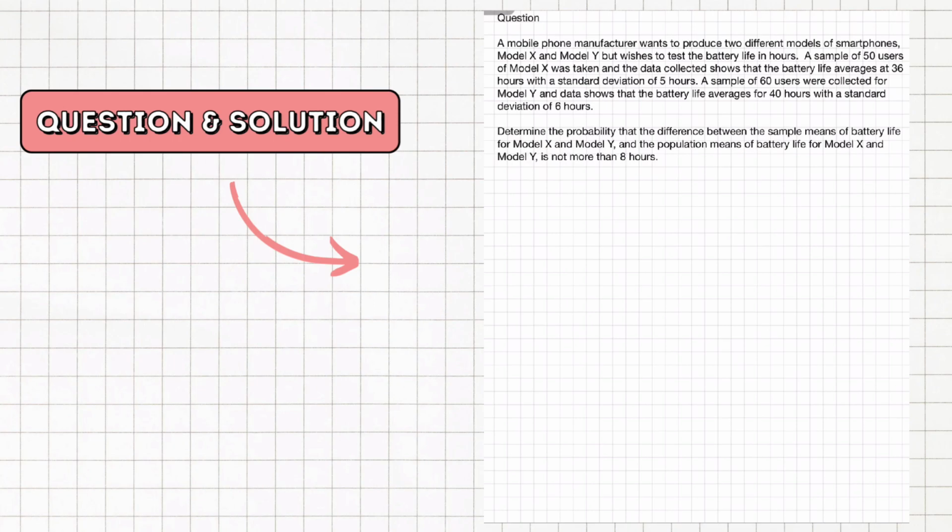A sample of 60 users were then collected for Model Y, and the data shows that the battery life averages 40 hours with a standard deviation of 6. Determine the probability that the difference between the sample means of battery life for Model X and Model Y and the population means of battery life for Model X and Model Y is not more than 8 hours.